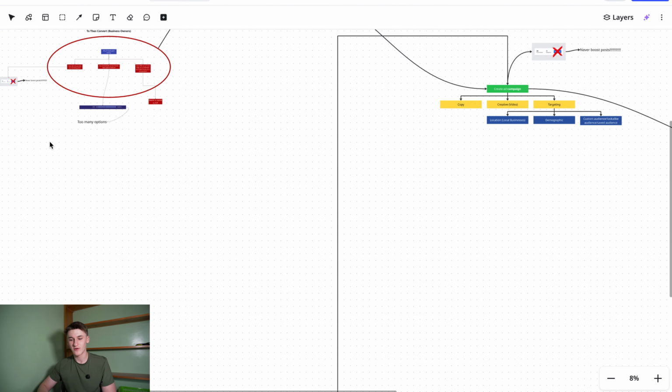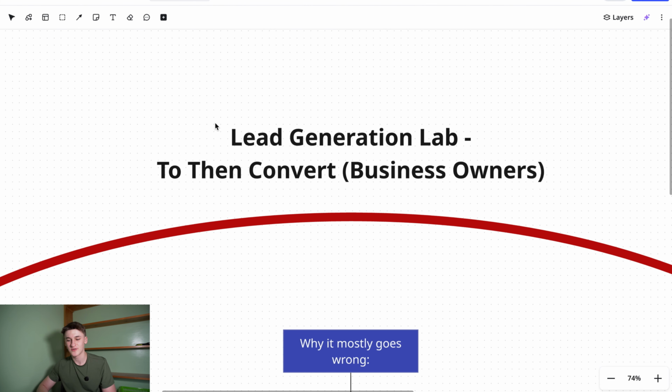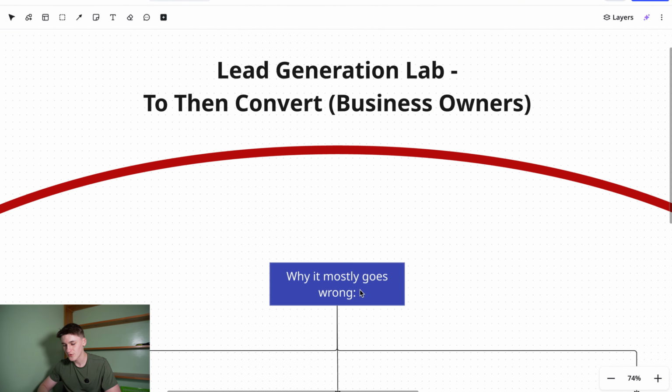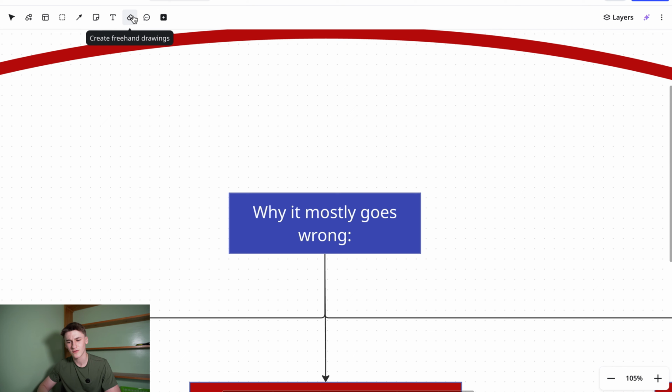So I've prepared this Miro board presentation and I've called it the Lead Generation Lab. Lead Generation Lab to then convert, and this is for business owners, people that are looking to get more leads and all that kind of idea. So I thought it'd be important to actually go over first of all why things mostly go wrong, because we need to understand why they're going wrong so we know how to fix them.